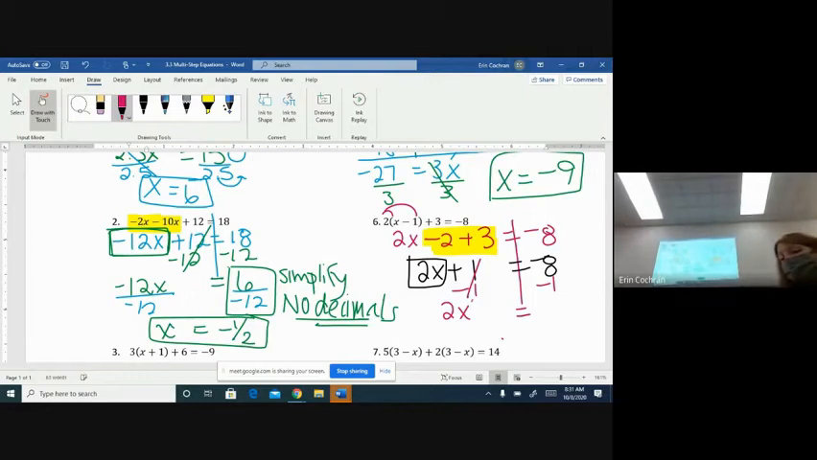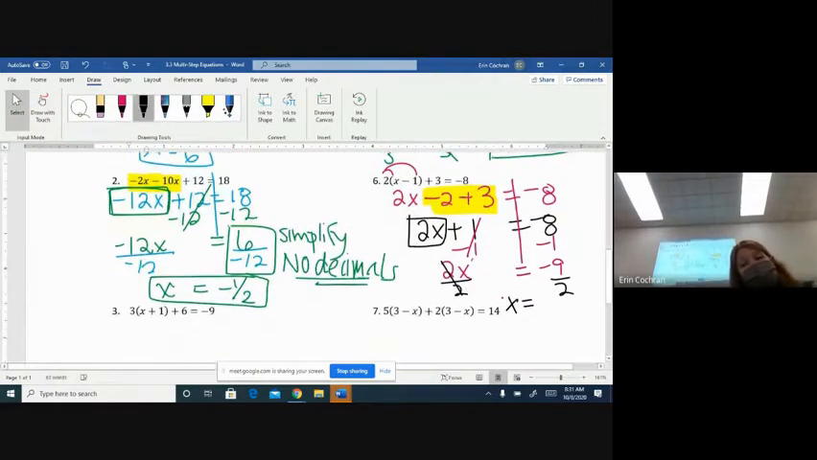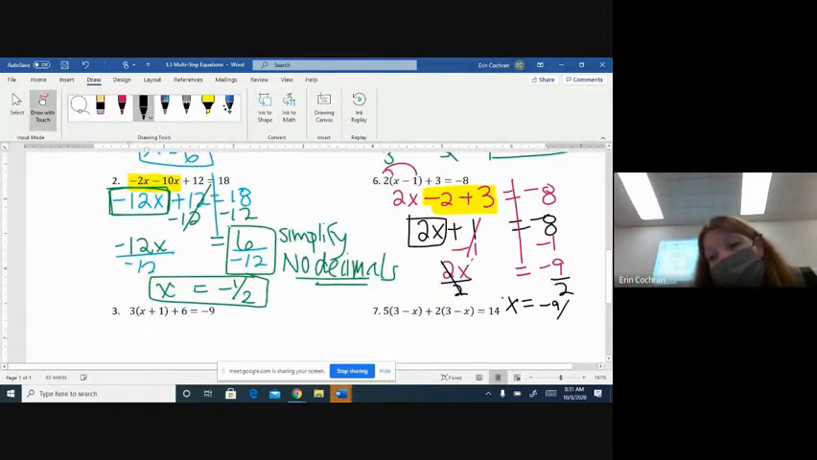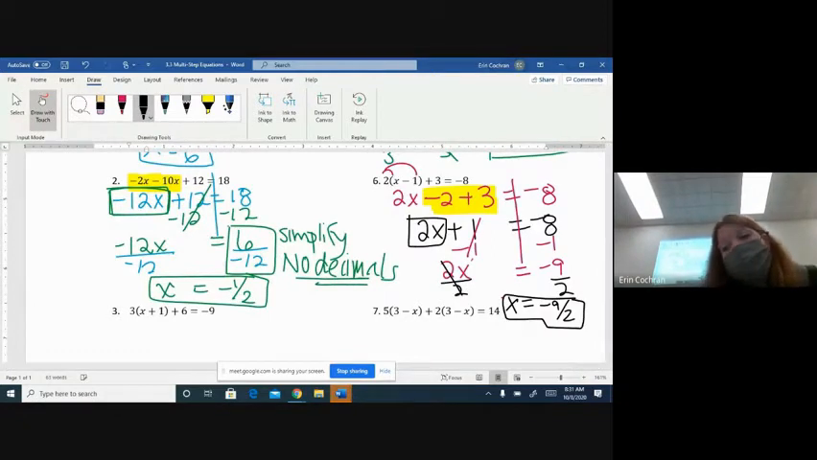What's a negative 8 minus 1? Negative 9. And then how do I get rid of that 2? Divide by 2, that coefficient. Now, can I divide negative 9 by 2? No. So we're just going to leave it as negative 9 over 2. Do you need to turn that to a mixed number? No, leave it improper. It's actually easier to check when it's improper, to be honest. Now, no decimals. Again, negative 4.5, I do not want. If you put negative 4.5, that's okay, but I like it better as negative 9 over 2. Always simplify it though.